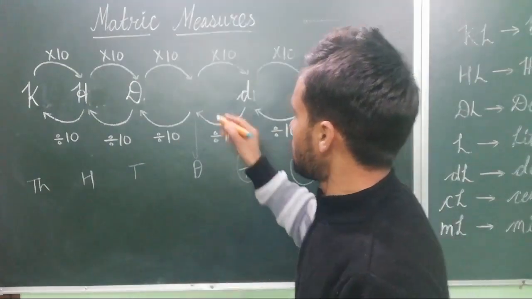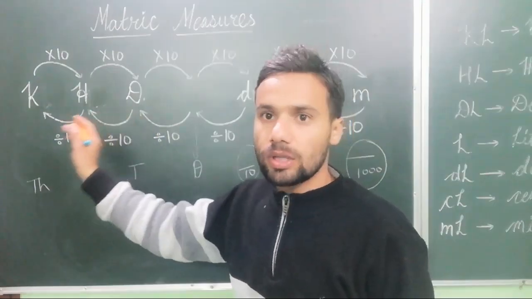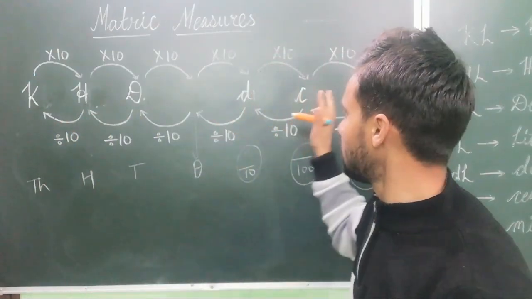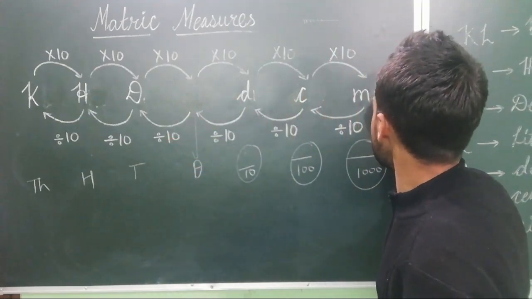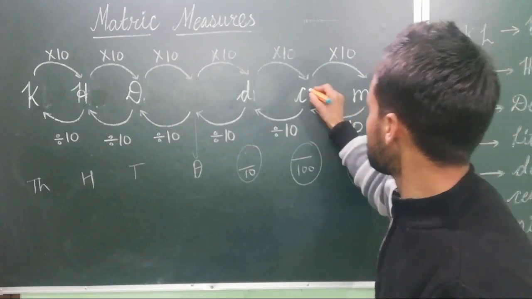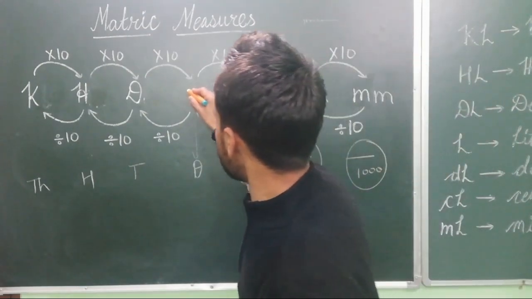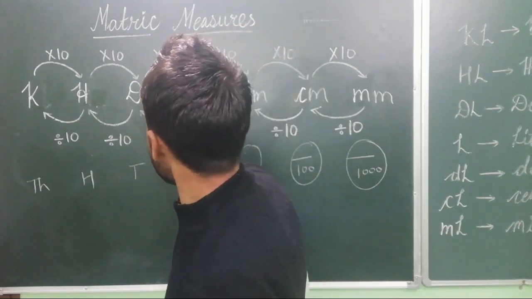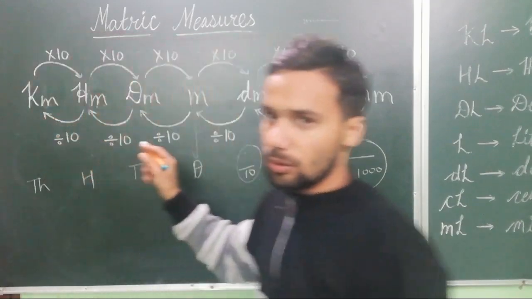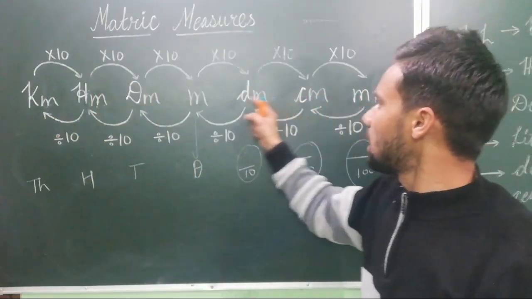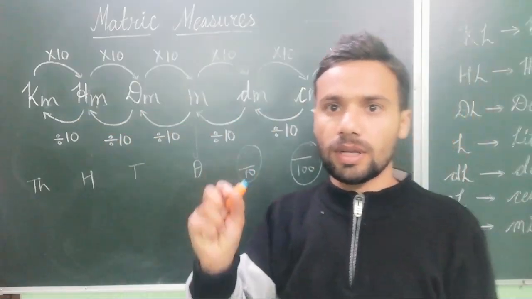Now first of all I am taking this chart according to length. If I take these as units of length, then what do I write? I write millimeter, centimeter, you know very well, decimeter, and this is your meter, decameter, hectometer, kilometer. Look at this. What do I write here? M. It means these are the units of length.